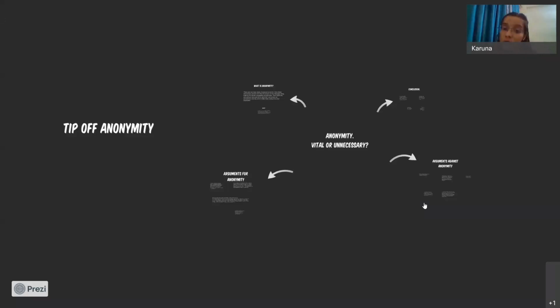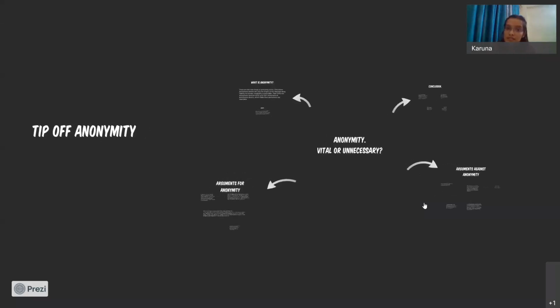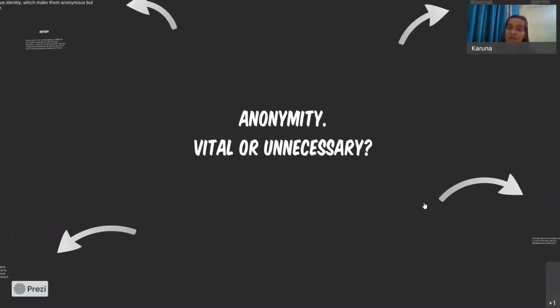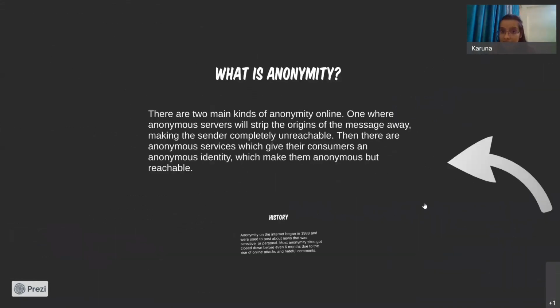Before that, let's look into what anonymity is, whether it's vital, why it is vital, why it is unnecessary, and in which cases it is unnecessary. Then we'll have to come up with a strategy of combining the positives and negatives and discussing them together to build a system where we identify anonymous tip-offs, maintain the anonymity, and also have less frequent frauds.